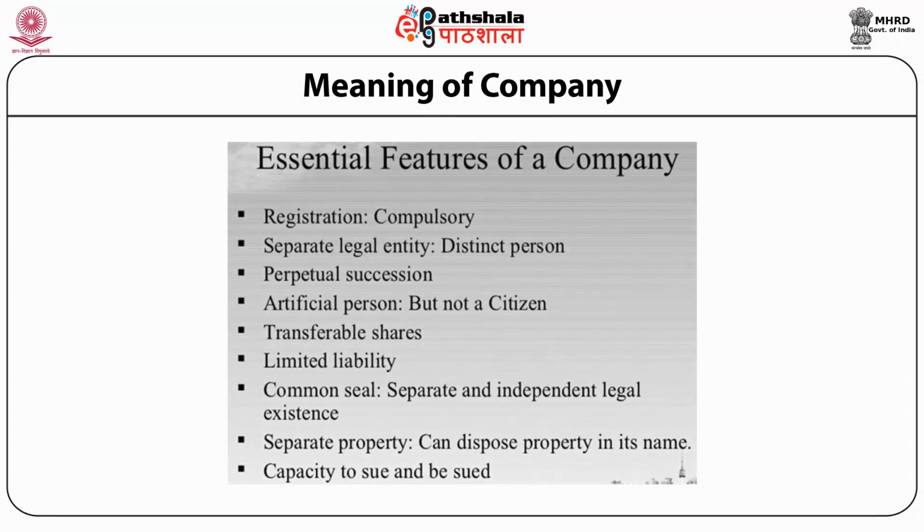Now we'll describe the various essential features of a company. The important ones are: registration, which is compulsory. Company is a separate legal entity. It is a distinct person. It has a perpetual succession. It is an artificial person but cannot be called a citizen.